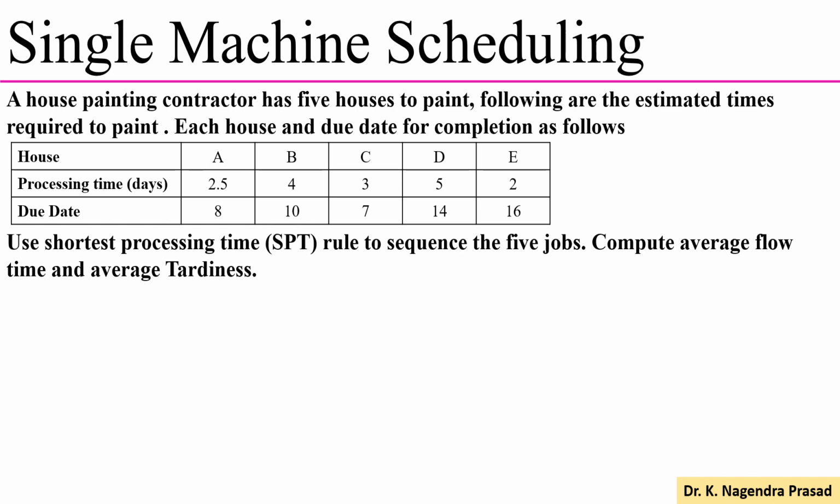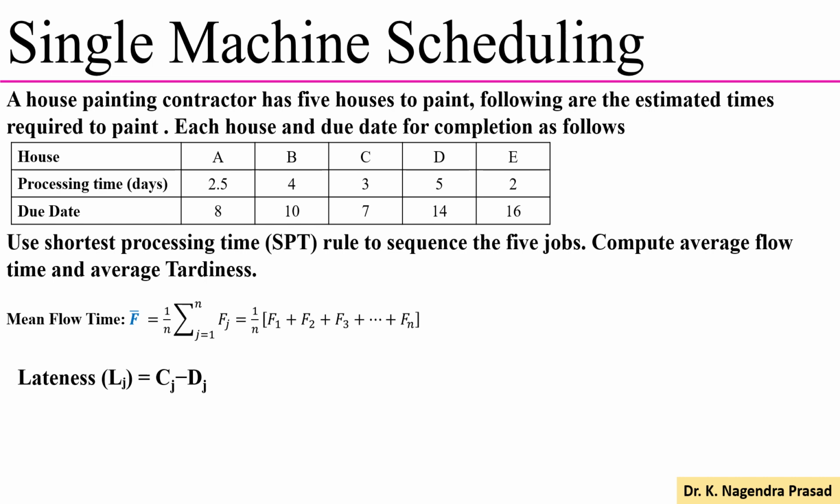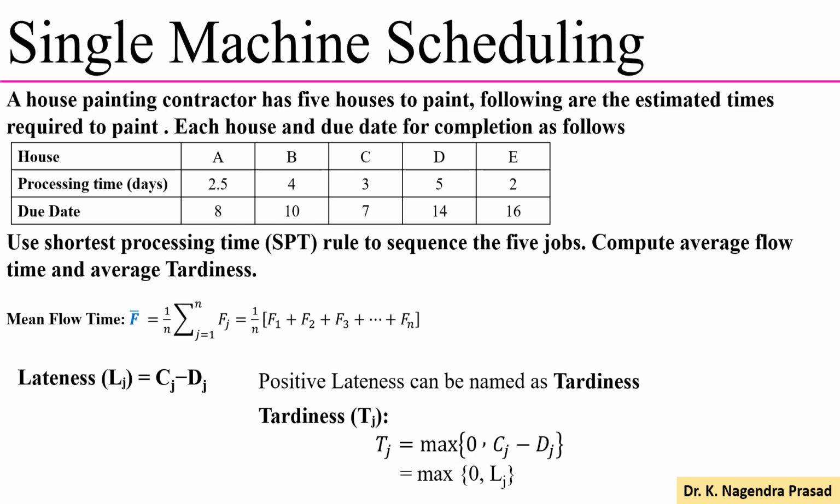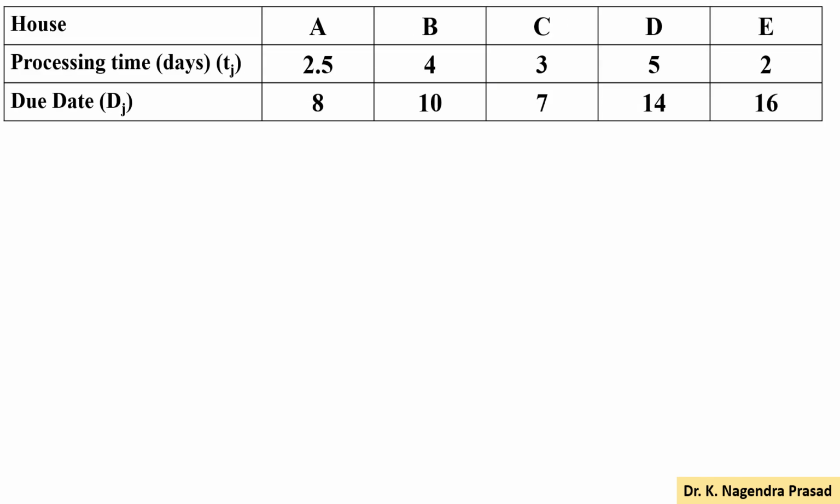Then use the shortest processing time (SPT) rule to sequence the 5 jobs. Compute average flow time and average tardiness. So here you have to determine the average flow time, that is F bar, and also the average tardiness. We know that tardiness is the positive lateness. So for tardiness, we have to consider only positive lateness values. If the lateness value is negative, we consider the tardiness value to be 0. Okay, let's see the solution.